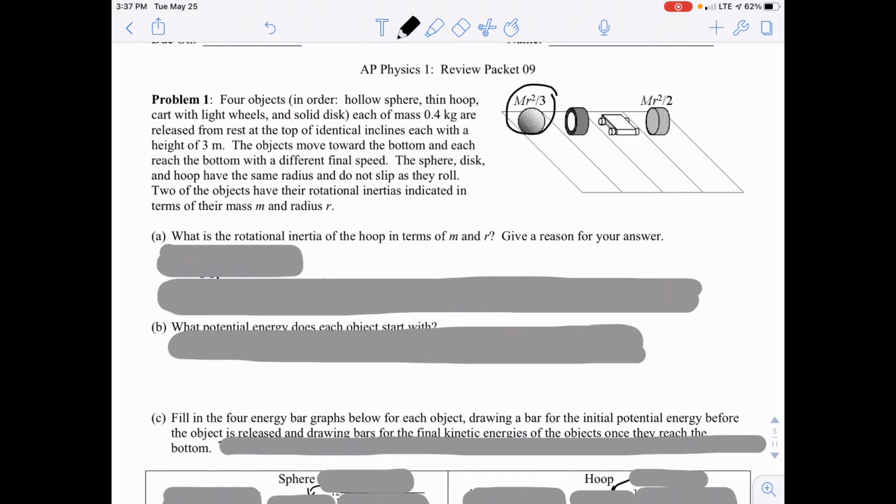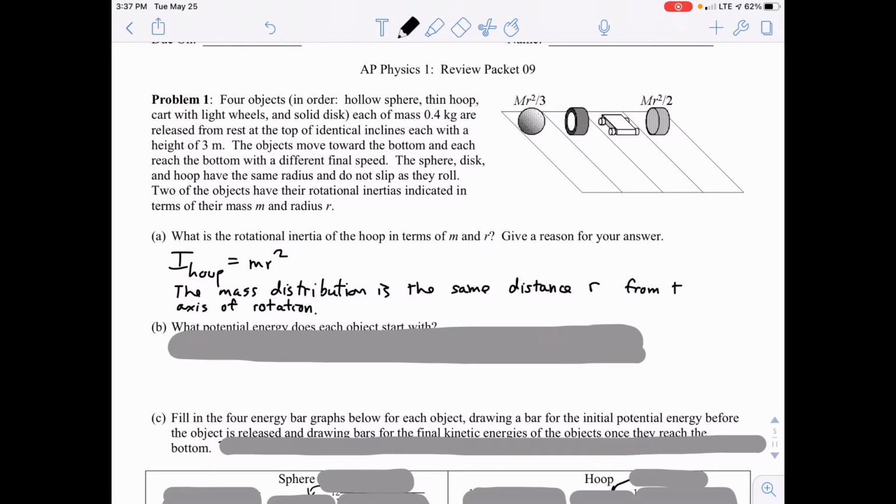The hollow sphere, 1/3 mr squared, and the disc, 1/2 mr squared. Part A, what is the rotational inertia of the hoop in terms of m and r? Give a reason for your answer. Well, the hoop is going to just simply be mr squared, 1 mr squared, not a fraction. Okay, and here's the reason.